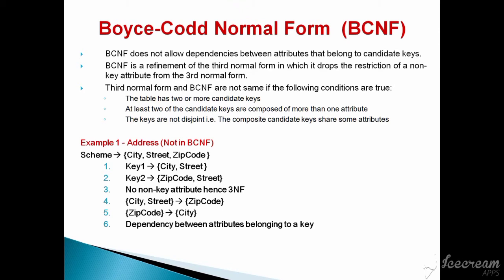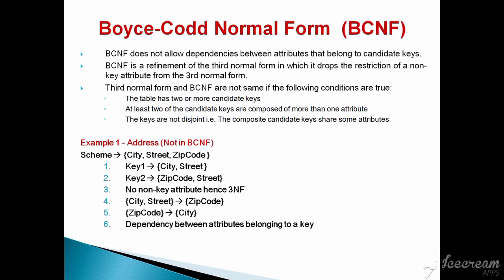Here the table shows the attributes city, street, and zip code. Key 1 is city and street, and key 2 is zip code and street. There are no non-key attributes, hence it is in 3NF. This is an example of 3NF, but it is not BCNF. So we convert it into BCNF.